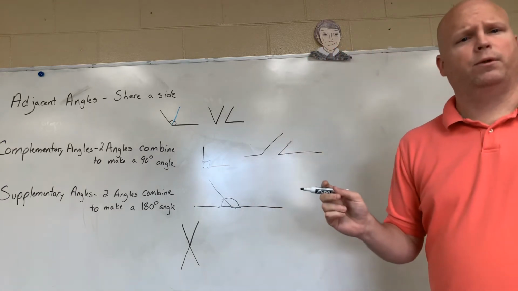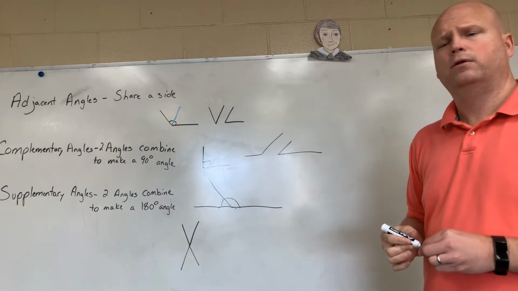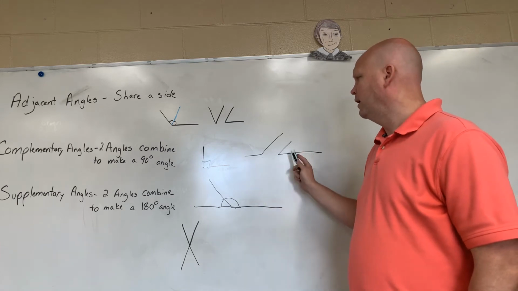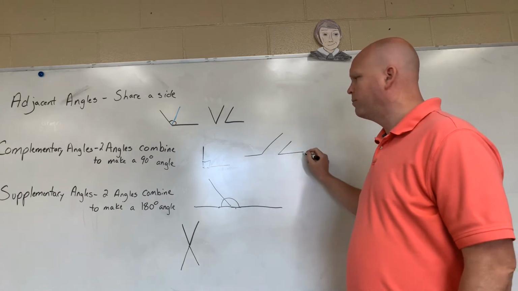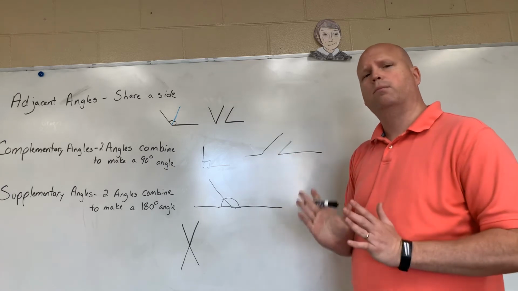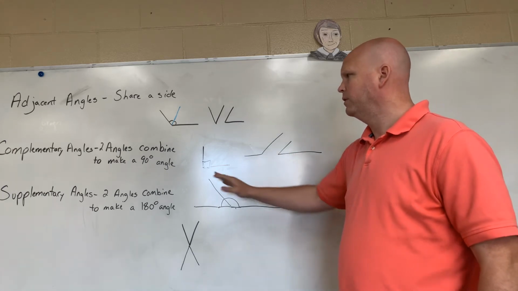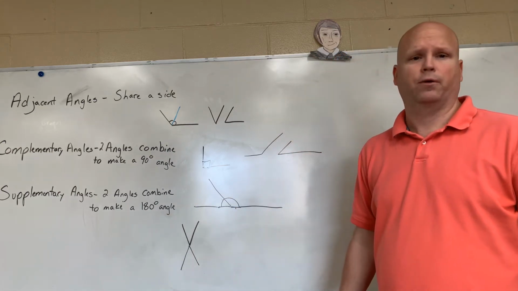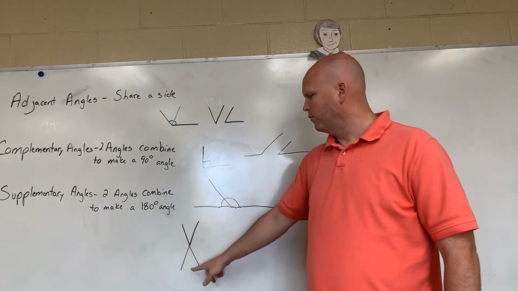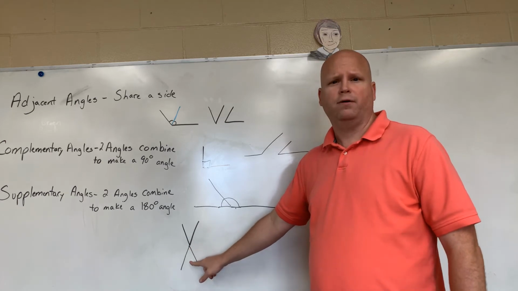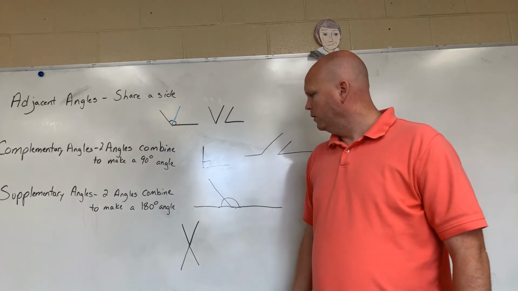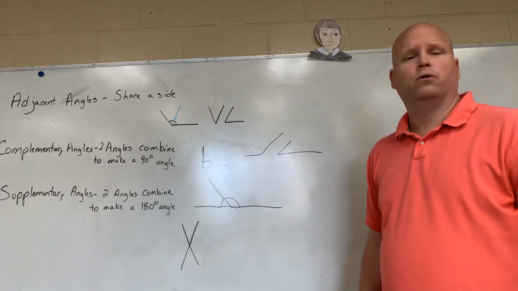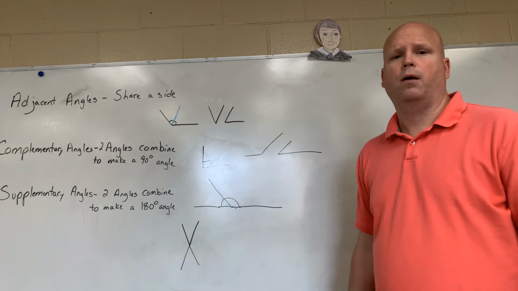Now, complementary and supplementary are different than the adjacent in that they don't have to share a side. They can be separate from each other, but if you were to combine the two angle measurements, they would add up to equal either 90 for complementary or 180 for supplementary. And so you could even have vertical angles. If both of these were 45, you could put them together and make a 90-degree angle, they would be complementary.